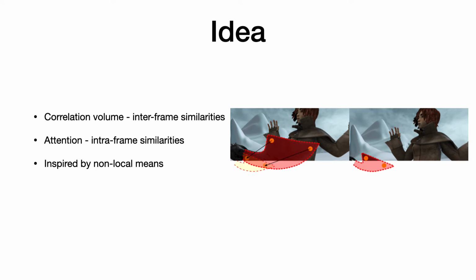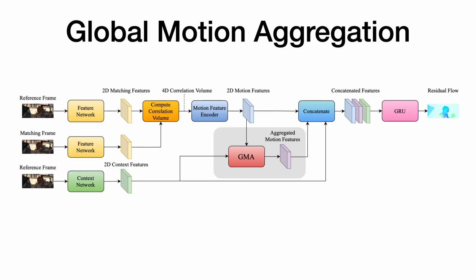Our idea is also inspired by the traditional non-local means approach. In the example on the right, we can see that the point on the right is occluded as it moves out of frame. If we know that it belongs to the blade and is related to the point on the left, which is not occluded, we can use the non-occluded motion to interpolate the occluded motion.